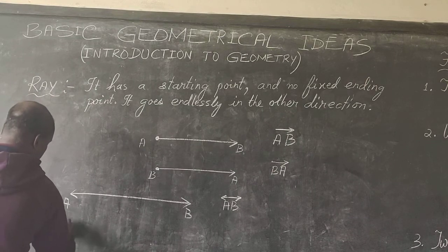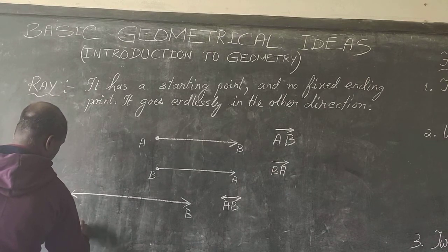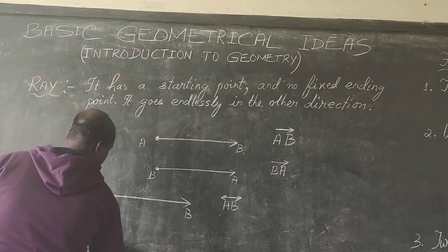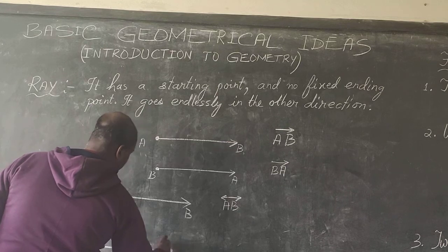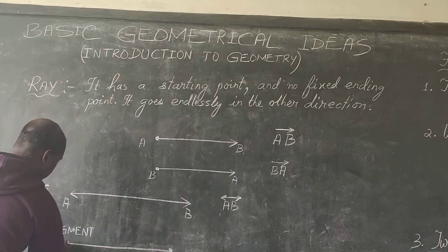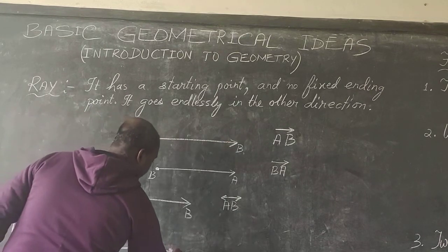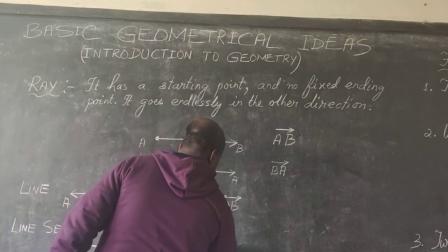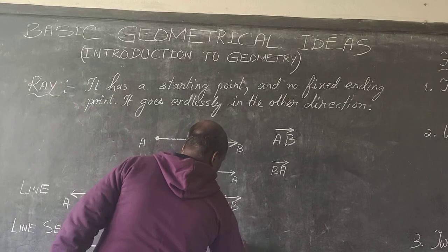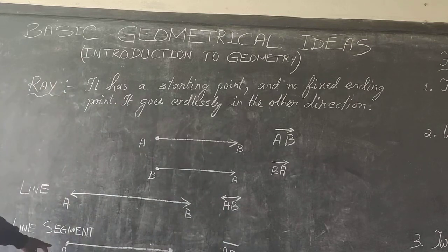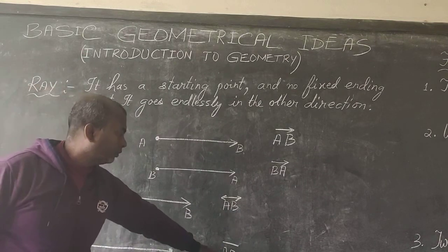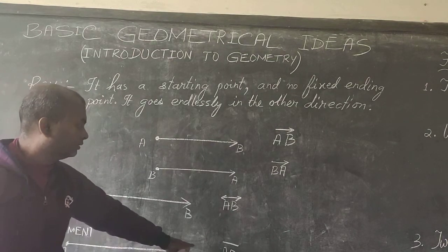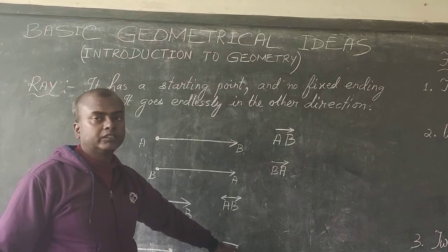Line segment. Now line segment has a starting point also and an ending point also. So starting point is A, ending point is B. So how do we represent line segment? We represent line segment just like this. Starting point is A, so here starting point is A, there is no arrow above it. Ending point is B, so here ending point is B, no arrow is there above it.